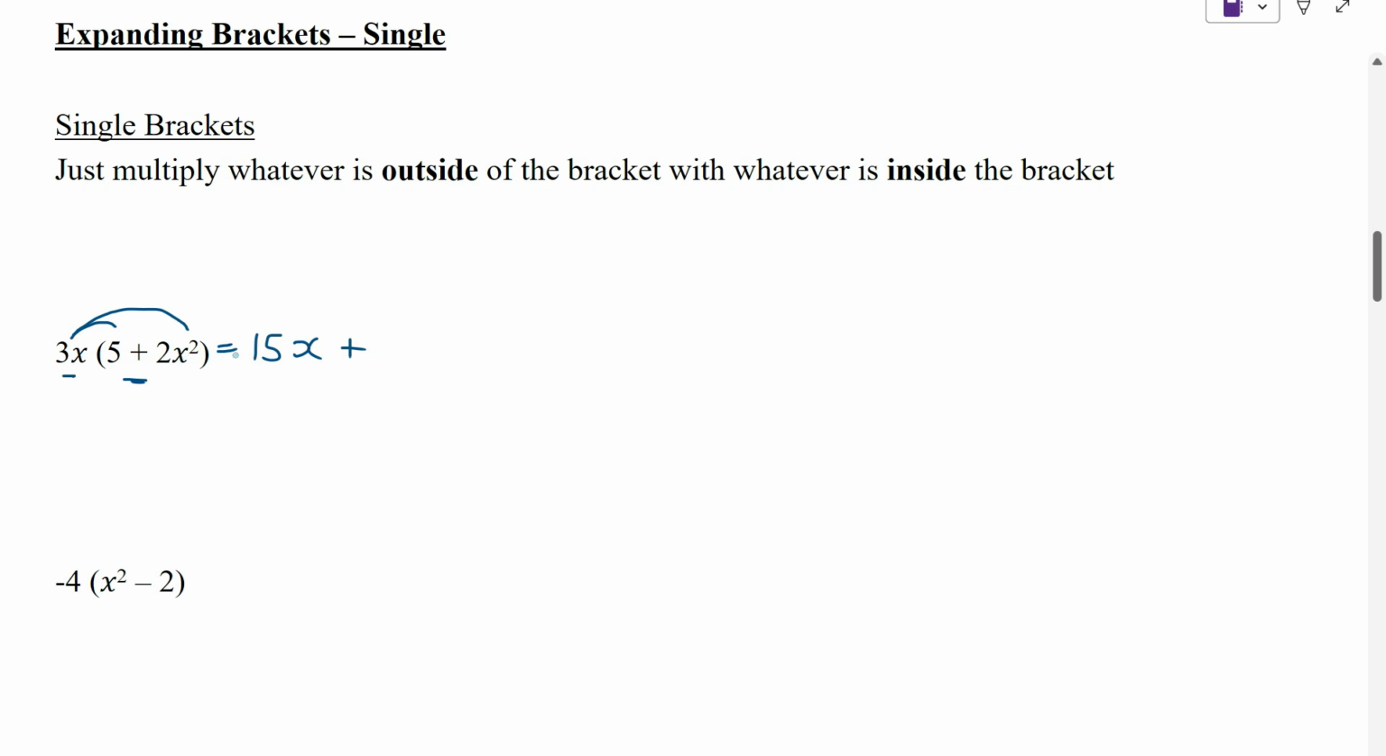3x multiplied by 2x squared gives us 6x to the power of 3. Second one, same thing as before. Let's multiply out. This will give us minus 4x squared. Minus and a minus is a positive, plus 8.